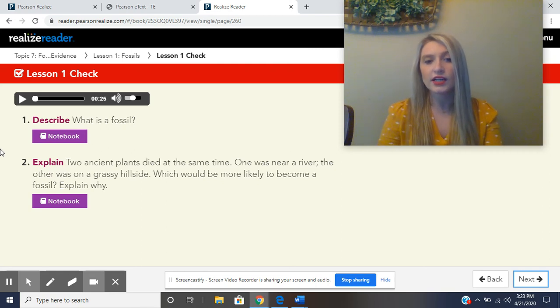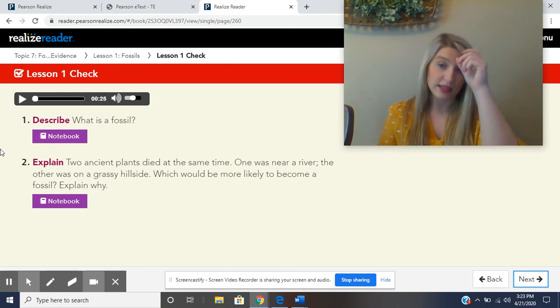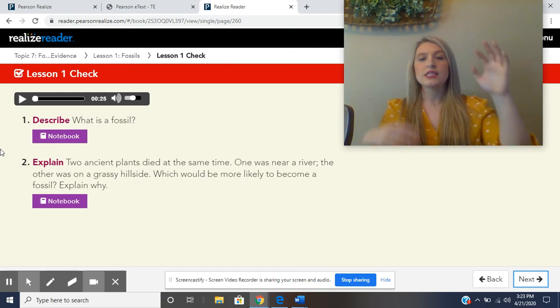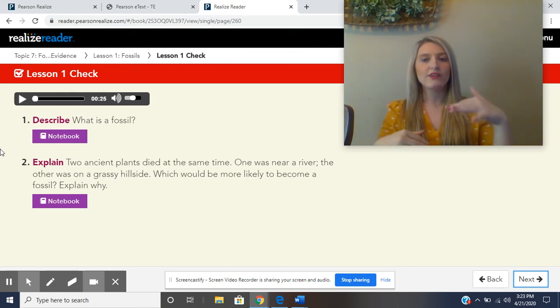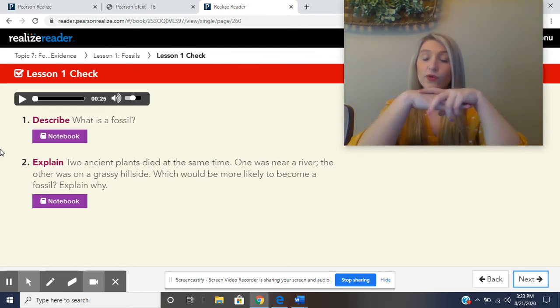And then the number 2 question here says, 2 ancient plants died at the same time. One was near a river and the other was on a grassy hillside. Which would be more likely to become a fossil? Explain why. So if we think back to our illustration that we did at the beginning with the fish that was in the water, when the mud covered it and it began to press down on it, that's when the fossil began to form.